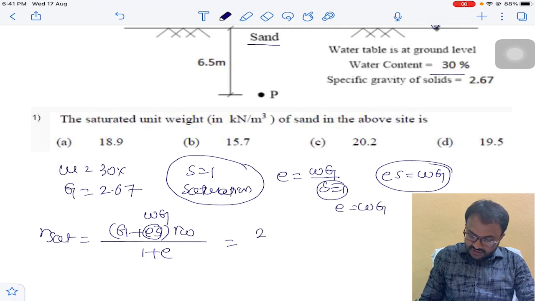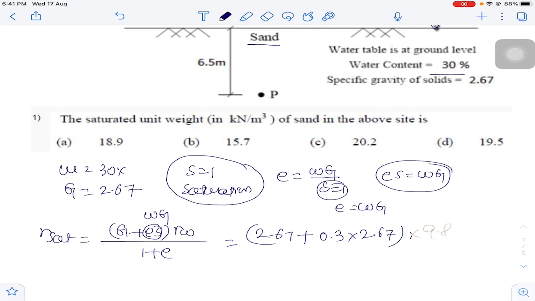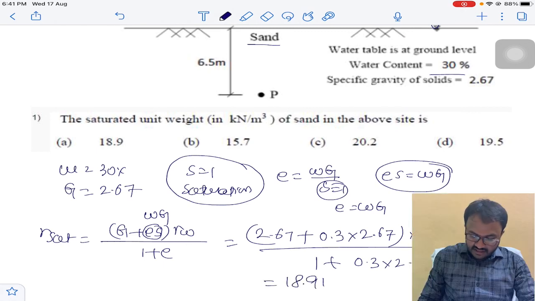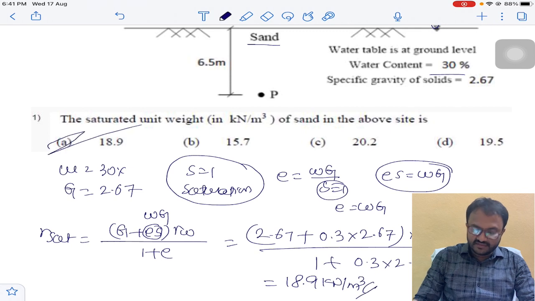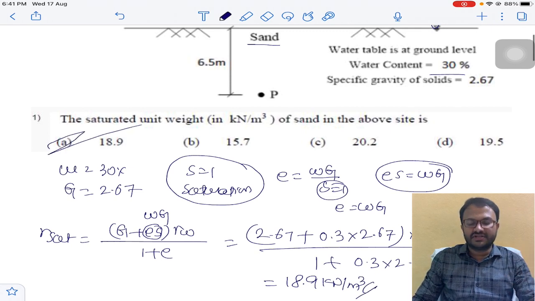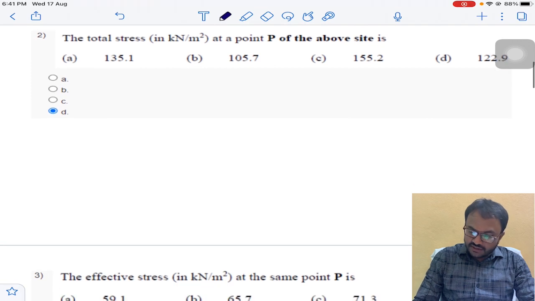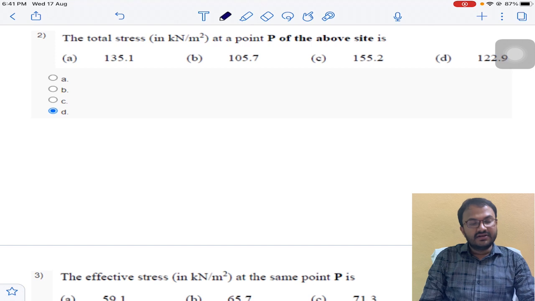Clear? So I will substitute the values (2.67 + 0.3 × 2.67) × 9.81 divided by (1 + 0.3 × 2.67). So I will get the answer as 18.9 kilonewton per meter cube. Answer A for question number 1. Simple question.